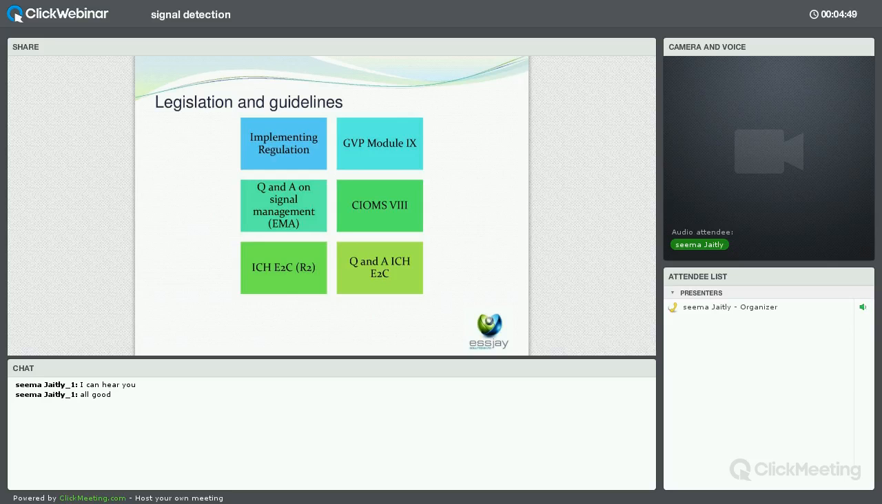Then we have our global publication, CIOMS 8, which was really about what types of mechanisms you can use for signal detection, statistical analyses, etc., and the pros and cons of using these. And I put ICH E2C here. This is related to PBRERs, and that's again because with the new legislation there is a focus on ensuring that you have detailed information presented in the PBRER with regards to your signals overall.